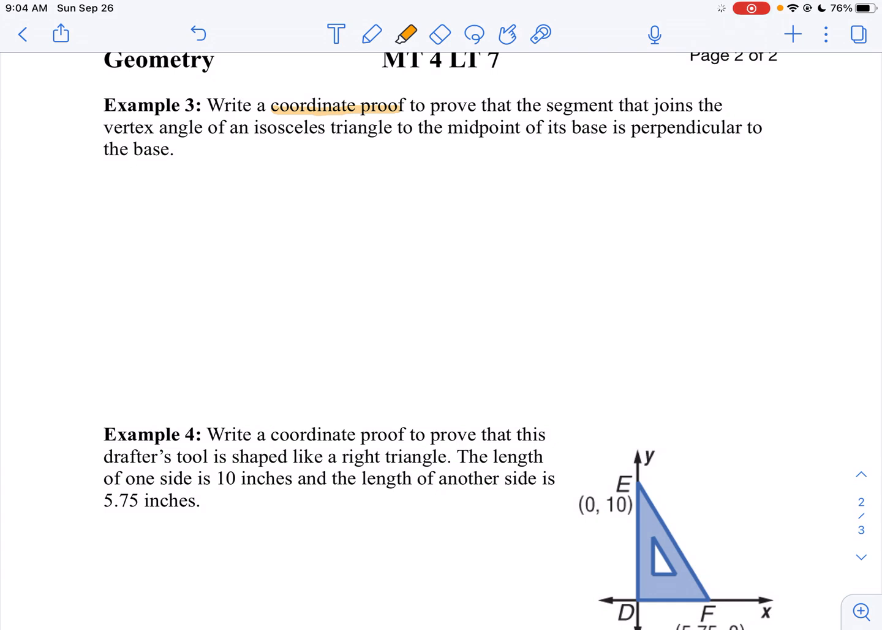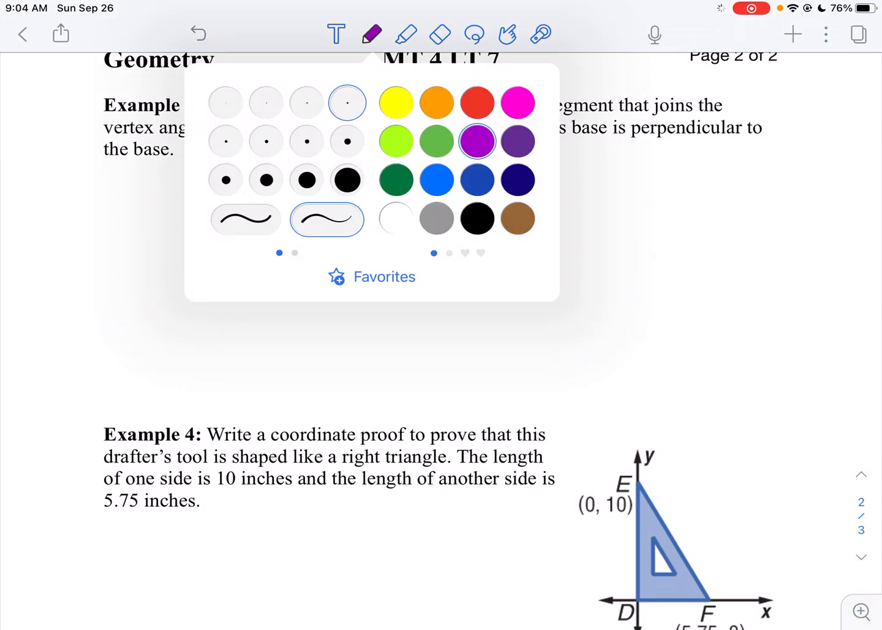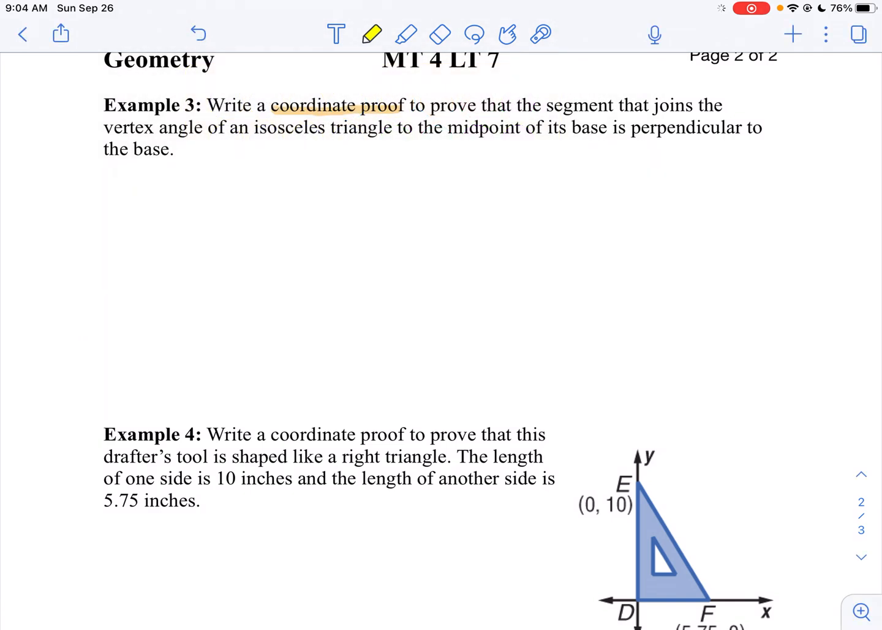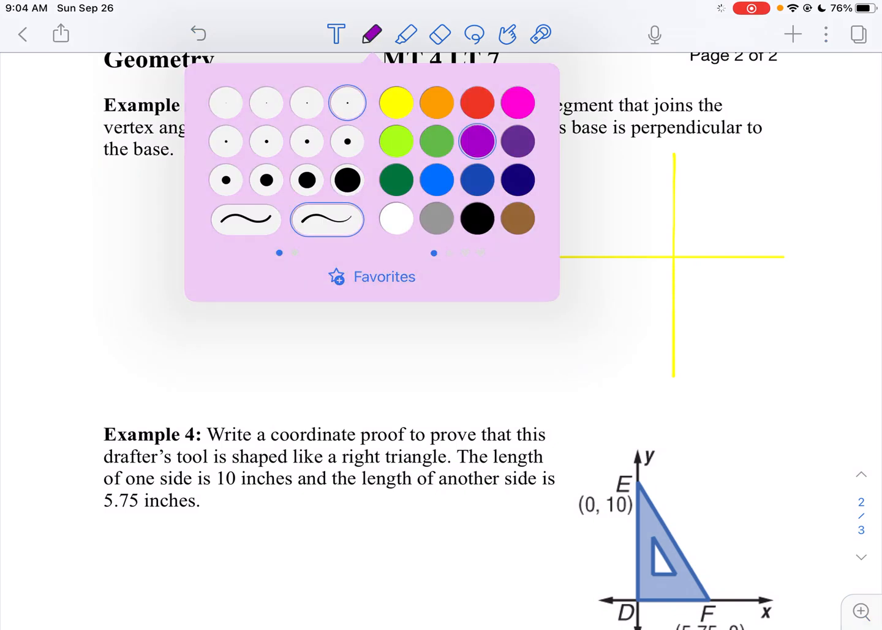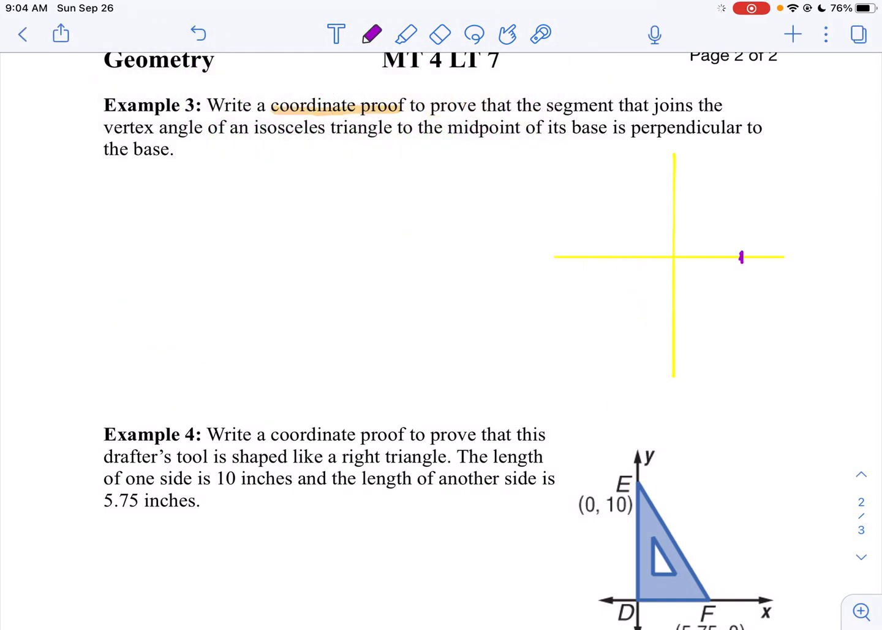Now in this one, what I talked about on the previous page, since I know it's isosceles, I'm going to have it straddle the y-axis. So I'm going to pick a point to the right of the y-axis. I'll call this point x, 0: over x and up 0. If I go the same exact distance to the left, that would be negative x. So I've got this line segment, that's my base.